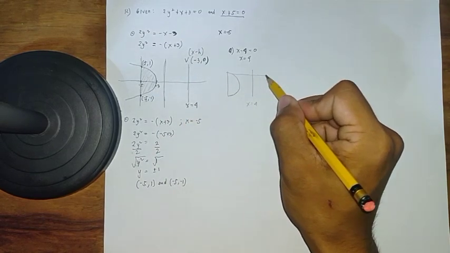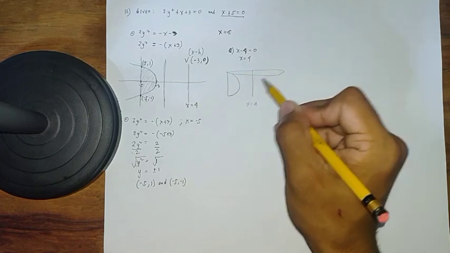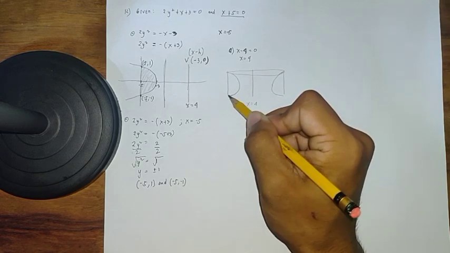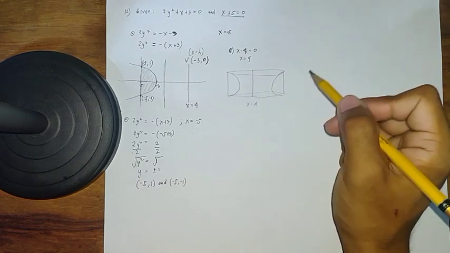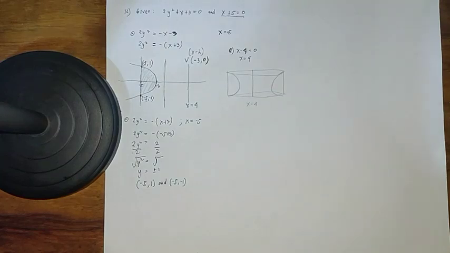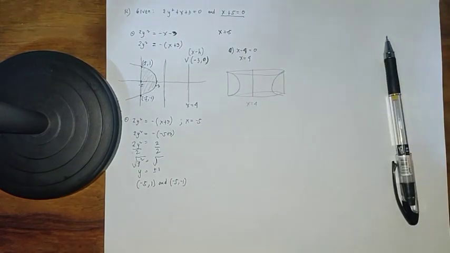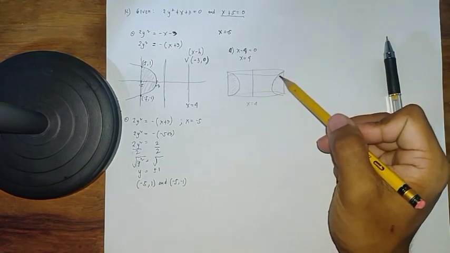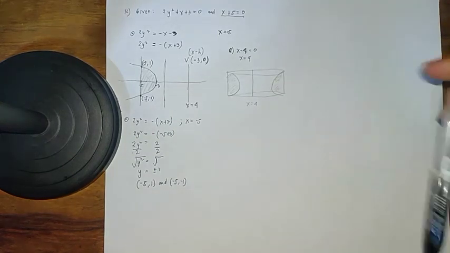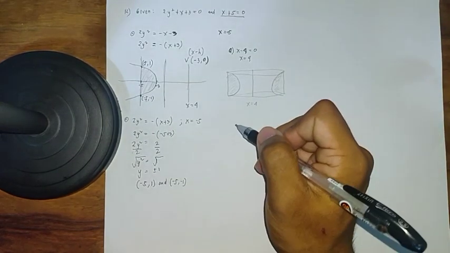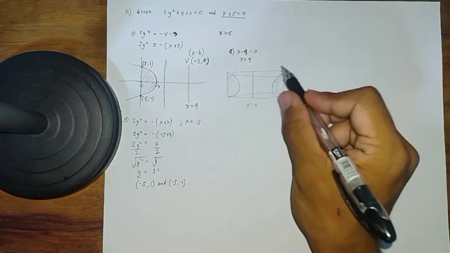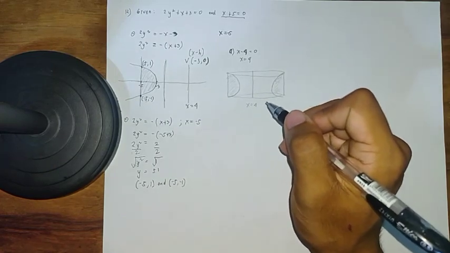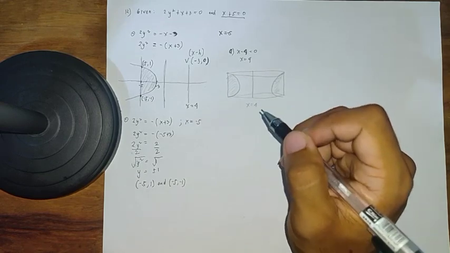I-rotate natin siya. Magiging ganito. Yan po yung magiging itsura niya. So, yung kukunin po natin na volume is dito na part lang siya. Dito. So, proceed na tayo. We know that sa pagkuha ng gantong revolution, yung gagamitin nating method is through this washer method.